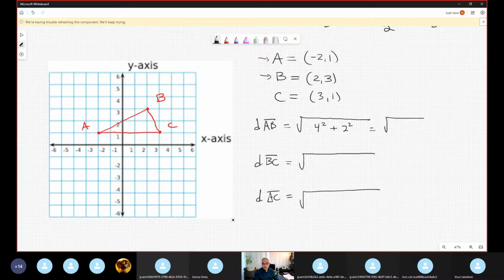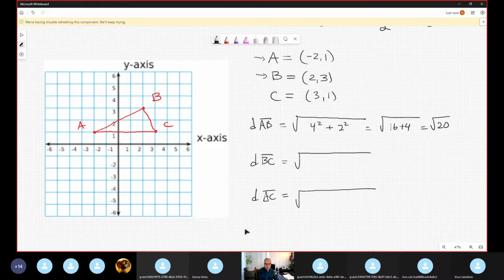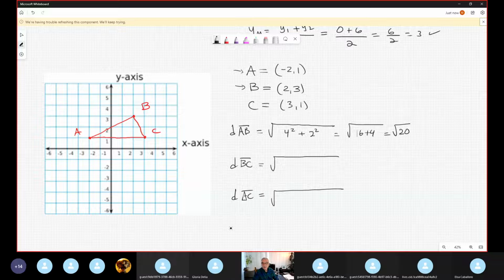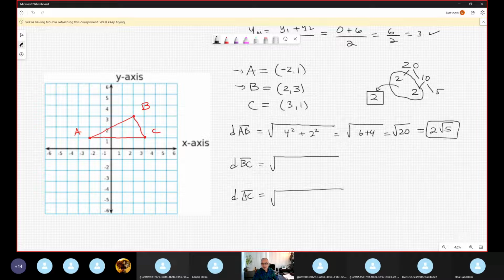Actually, we have 16 plus 4 is 20. And square root of 20, I suppose we can simplify a little bit. Yeah, well, let's do it. Why not? I know that 20 divided by 2 is 10, divided by 2 is 5. Oh yeah, it's possible because we have a pair of 2s. And this pair of 2s means that one 2 comes outside: 2 radical 5. Either way, this answer is more elegant and this answer is perfectly valid. Do you understand this? This is the distance between A and B.